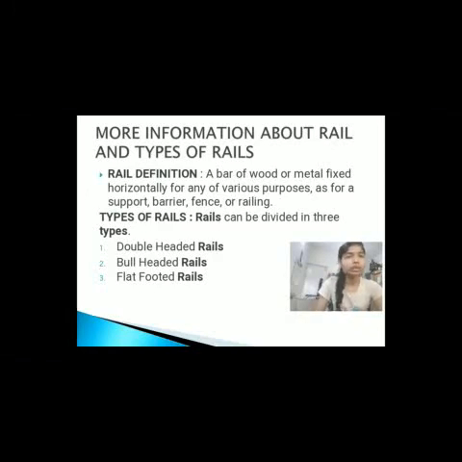So now we are going to see more information about rail and types of rail. The definition of rail is a bar of wood or metal fixed horizontally for any of various purposes, as for a support, barrier, fence or railing. Types of rail. Rail can be divided into three types. First is double-headed rail, second is bull-headed rail, and third is flat-footed rail.